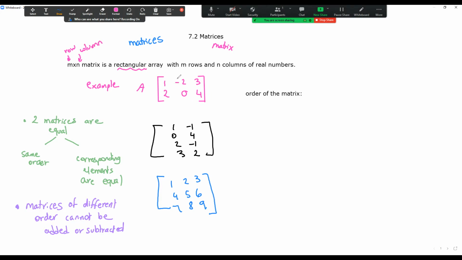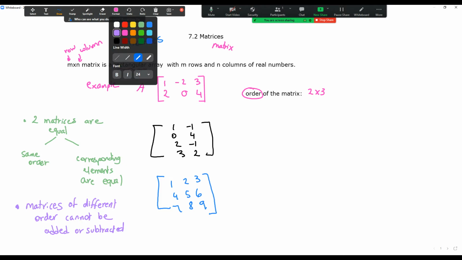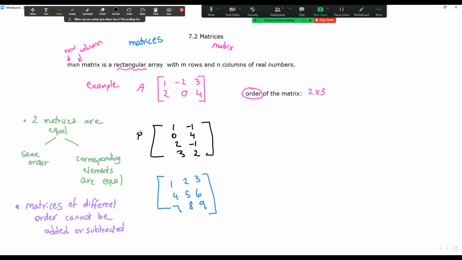So this matrix has 2 rows and 3 columns. So that's why I'm going to call it a 2 by 3 matrix. And that's what we call the order of a matrix. So if we look at the second one, let's say it's matrix B, it has 1, 2, 3, 4 rows and 2 columns. So we call it a 4 by 2 matrix.